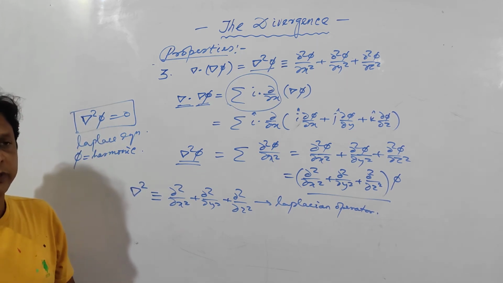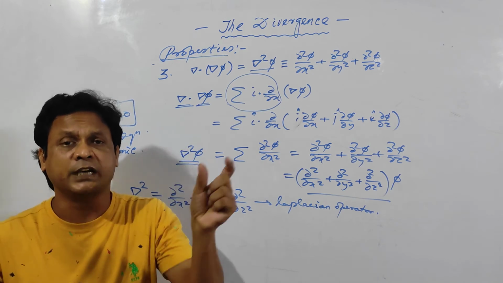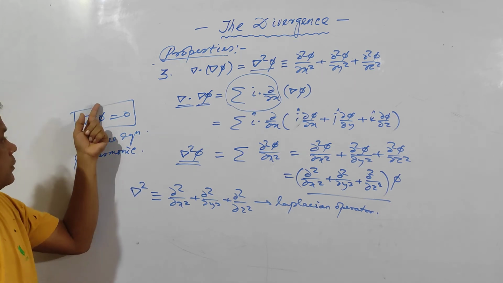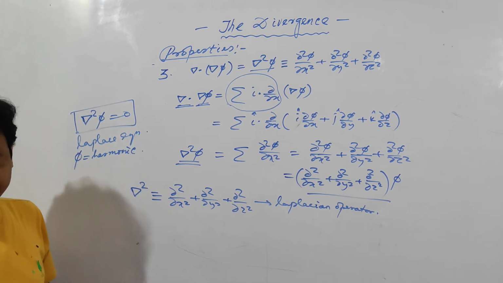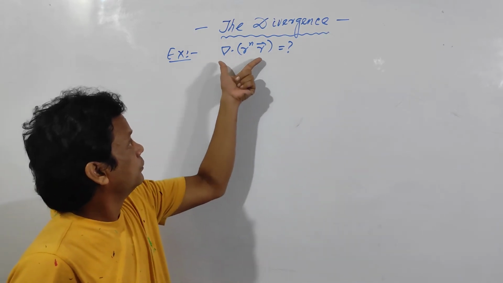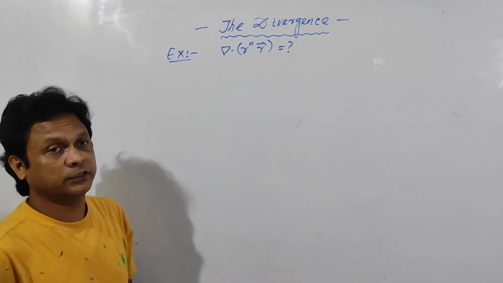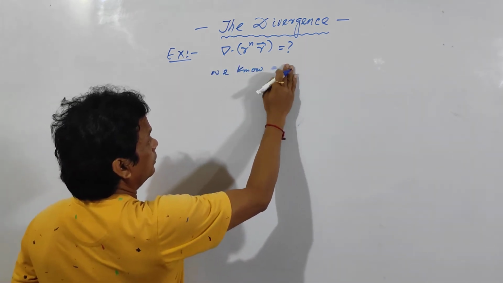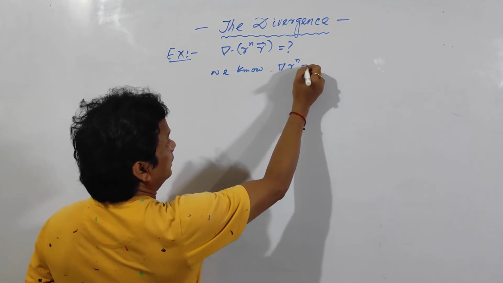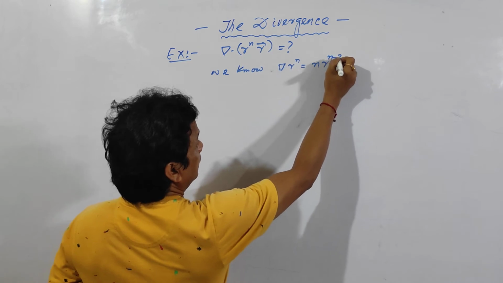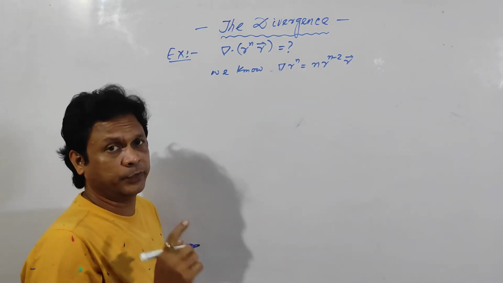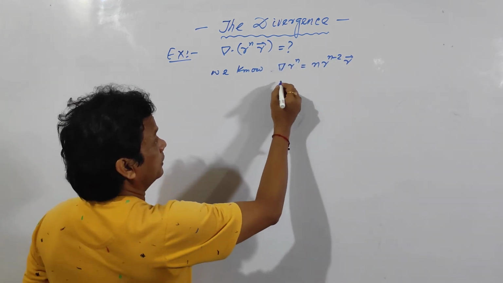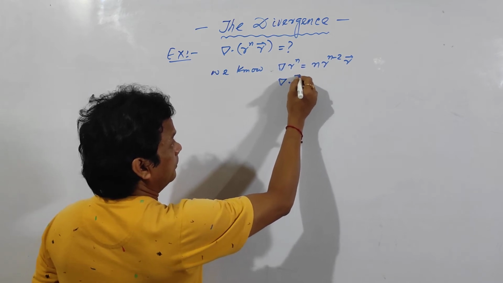If you have to prove that the scalar point function phi is harmonic, that means you have to prove that it satisfies the Laplace equation. That means you have to prove del square phi is equal to 0. Clear? See here, we have to solve del dot r to the power n into r vector. For this, we know del of r to the power n is equal to n into r to the power n minus 2 into r vector. Already I have proved this one in my previous video. And now I have proved del dot r vector is equal to 3.